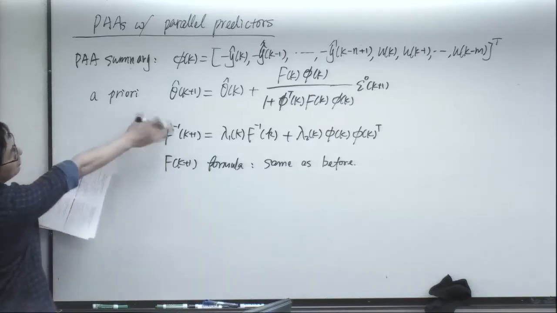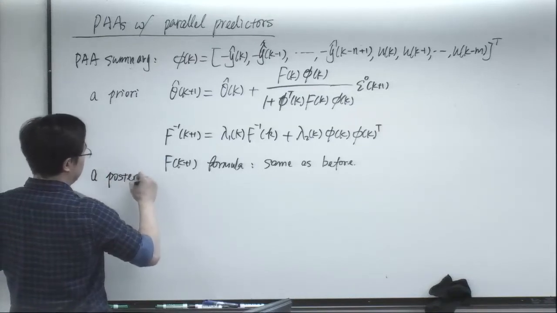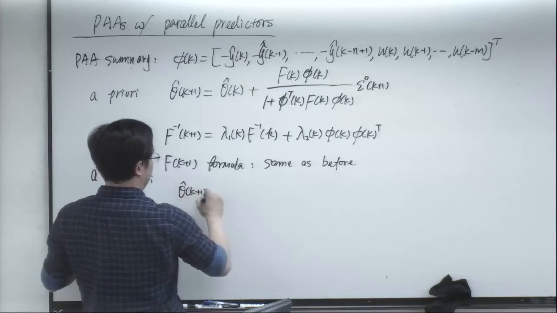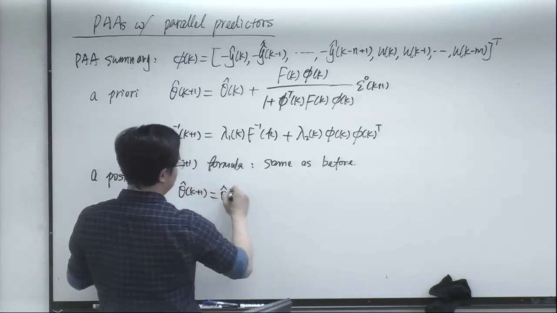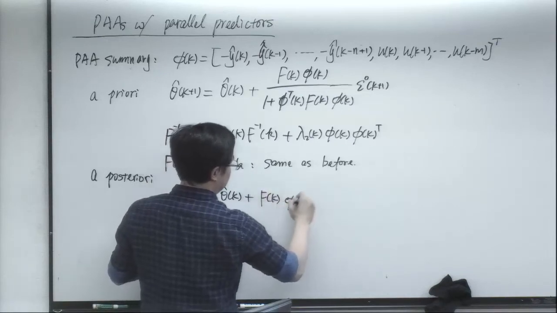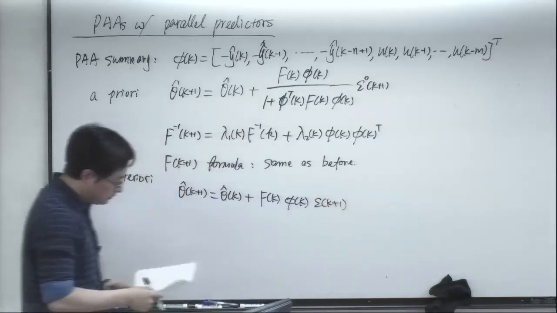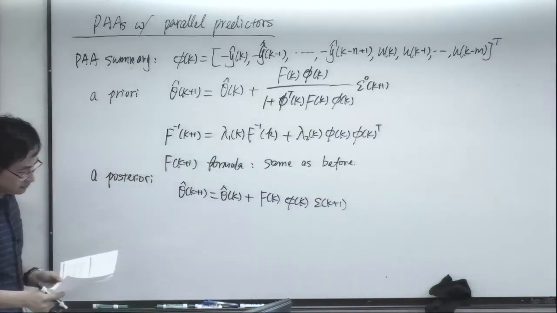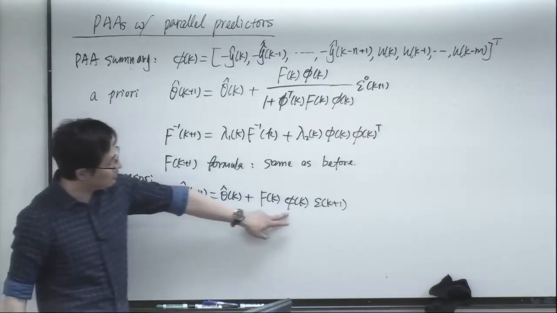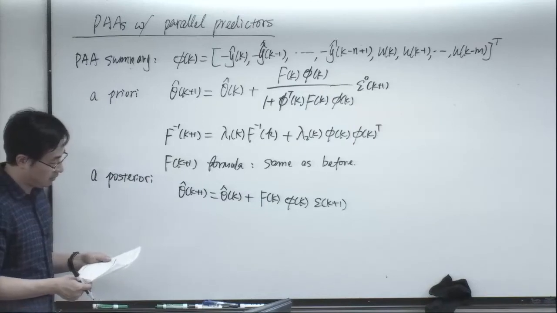All right. This is the a priori prediction. The a posteriori prediction has also the same structure. So adaptation gain, regressor vector times adaptation error in a posteriori form.